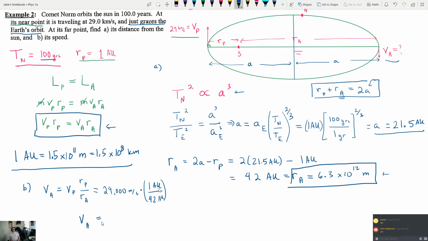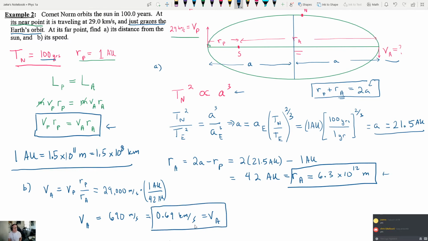Which is going to be 690 meters per second. 690.5, I'll just call it 690 meters per second, which is equal to, just to give you a scale of how much smaller that is, 0.69 kilometers per second. So it really shows you just how extreme these velocities can be different from each other.